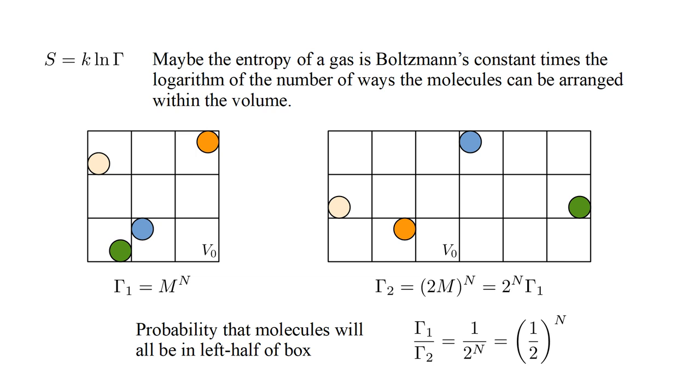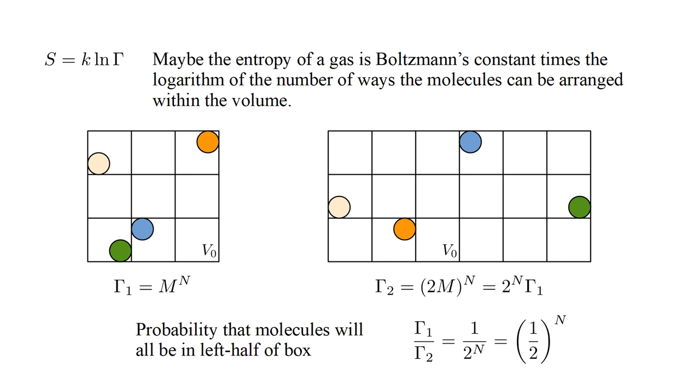In the previous video, we saw that the entropy change of an ideal monatomic gas undergoing free expansion could be understood in terms of a simple statistical model. Entropy equals Boltzmann's constant times the logarithm of the number of ways the molecules can be arranged within the volume. In this video, we want to expand this idea into a rigorous, detailed description of the state of an ideal monatomic gas, using the methods of statistical mechanics which we will develop.